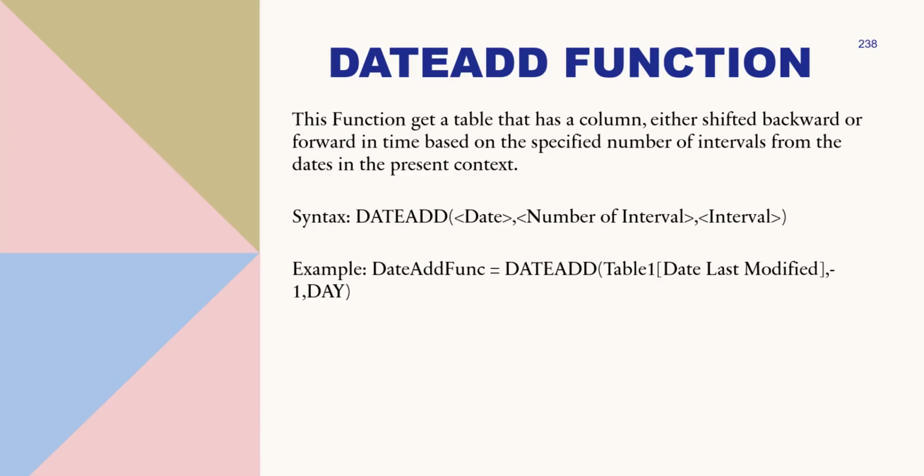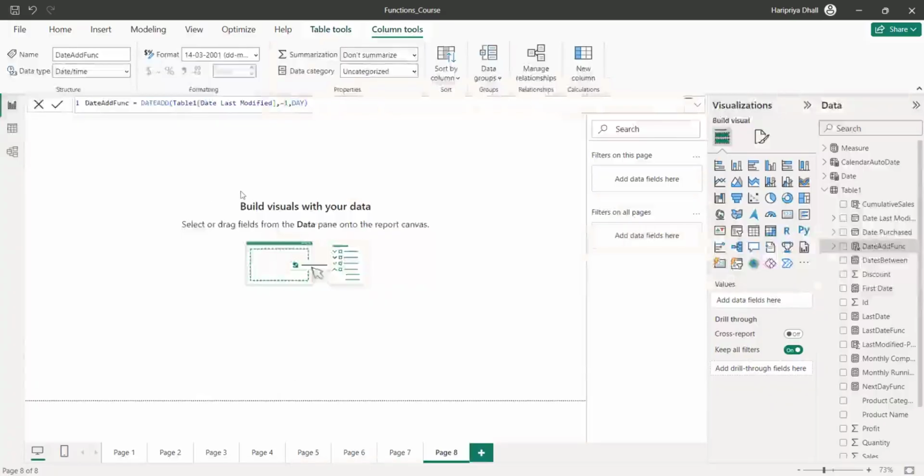Now let's see how we can do this example in Power BI. Here I have created one calculated column and I have used that example formula. You can see we have used date last modified, which is the date column, and we have provided -1. If the current date is something like 25/3/2024, then with -1 it will return 24/3/2024. And the day is the interval. You can provide month, year, anything.